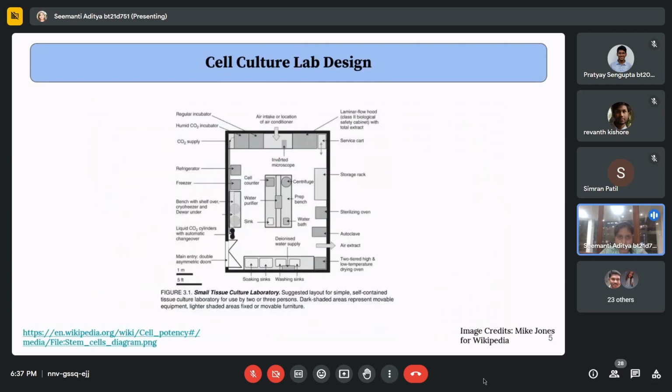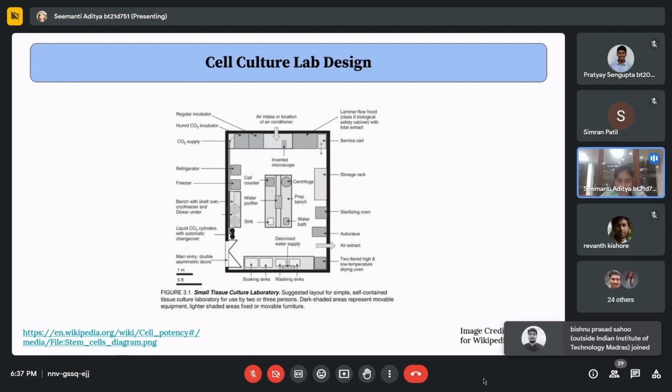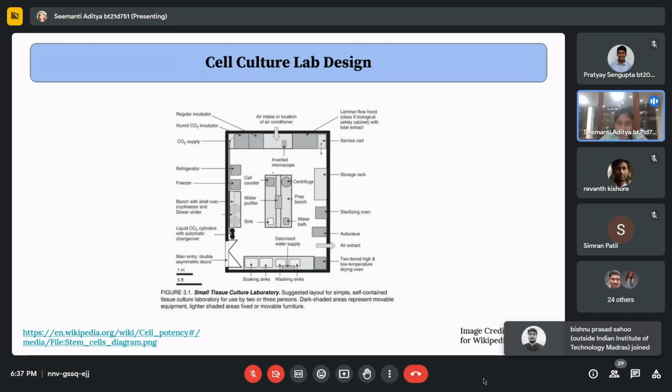So this is what a cell culture lab design generally looks like. Here we generally have the inverted microscope. Whatever requirements people mainly have, such as the microscope, the cell counter, and a centrifuge for pelleting the cells. Some people will have a water bath. And yes, there is a deionized water supply. Here we can see that the deionized water supply is there.